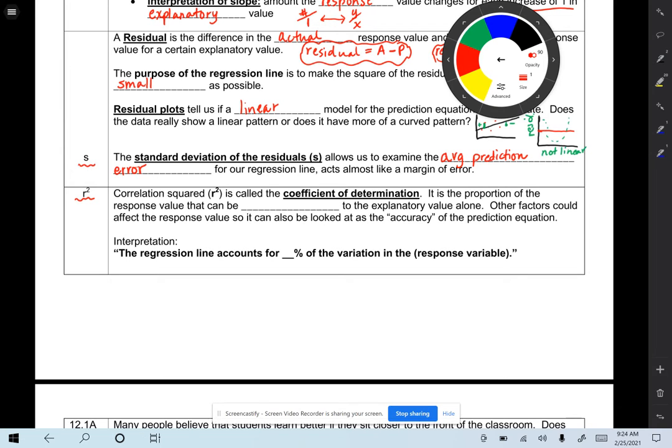R squared was known as the coefficient of determination, and all it is, you square your correlation. It is the proportion of the response value that can be attributed to the explanatory value alone. So disregarding other variables, that's what would explain the response variable. So other factors could affect the response value, so it can also be looked at as the accuracy of the prediction equation. And so the interpretation of R squared is the regression line accounts for whatever percent of the variation in the response variable. Okay.